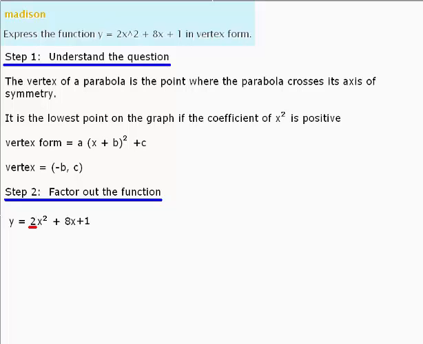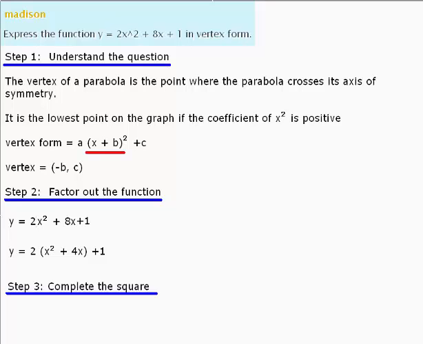It's also a common denominator of 8. So after factoring out the 2, we have y equals 2, and in brackets we have x squared plus 4x, and closed bracket, plus 1. So we haven't changed anything, we've simply factored out the 2 from the function. Okay, so we're now one step closer to the vertex form, but we're missing one step. Step 3, which is to complete the square. In other words, we're trying to find the x plus b squared portion of the function.